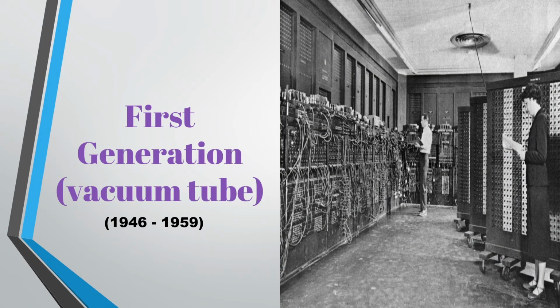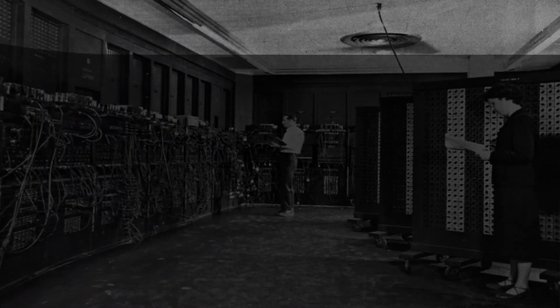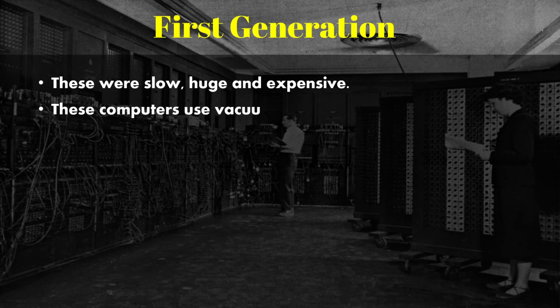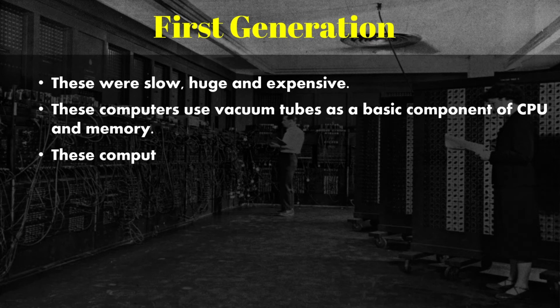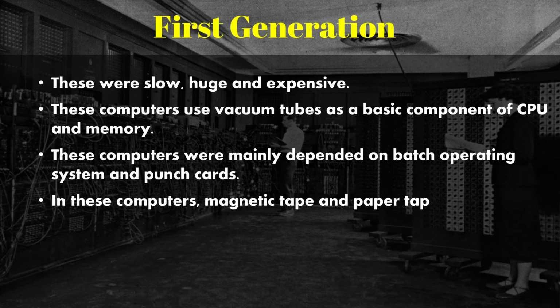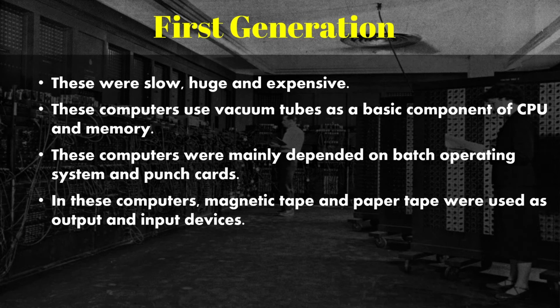The first generation is based on vacuum tubes. It is from 1946 to 1959. In the first generation, the computers were slow, huge and expensive. These computers used vacuum tubes as a basic component of CPU and memory. The computers were mainly dependent on batch operating systems and punch cards. In these computers, magnetic tapes and paper tapes were used as output and input devices.